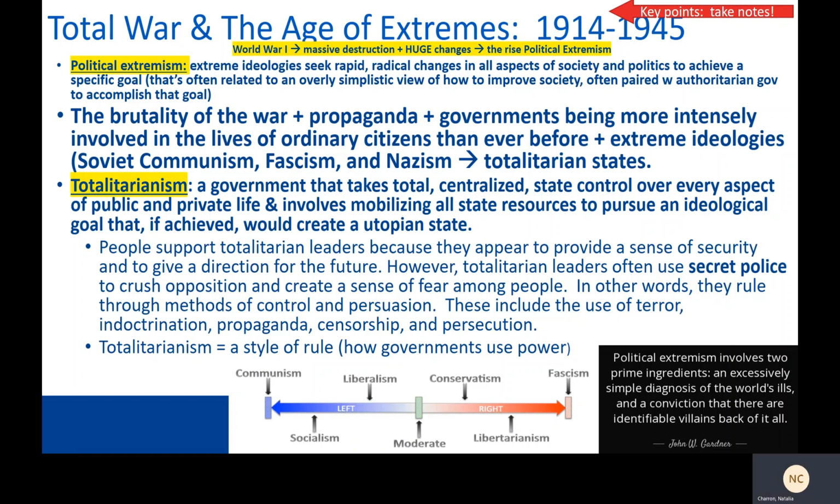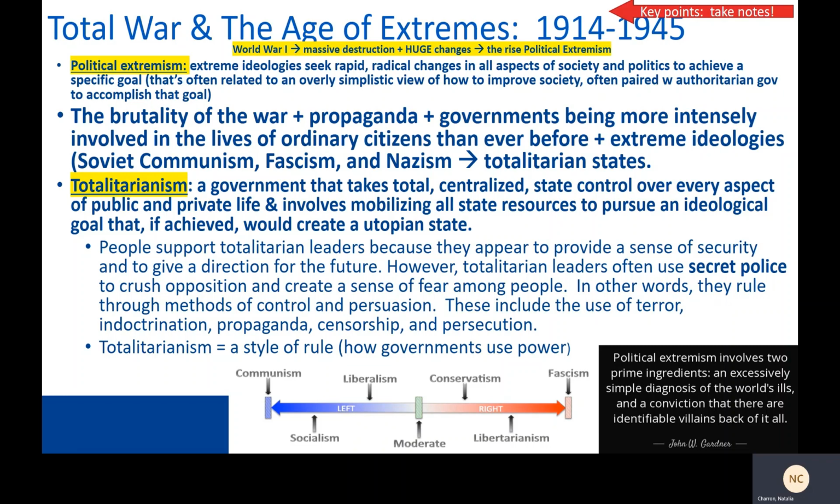However, totalitarian rule also relies on things like secret police to crush opposition and create a sense of fear among the people. In other words, they rule through both control and persuasion. People, to different degrees, agree with totalitarian leaders, and then they also make it their business to scare the hell out of anybody who doesn't. So these include the use of terror, indoctrination, like brainwashy propaganda, censorship, persecution, prison camps, gulags, etc.